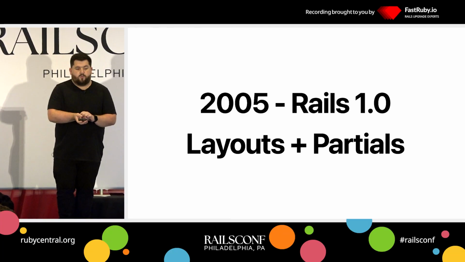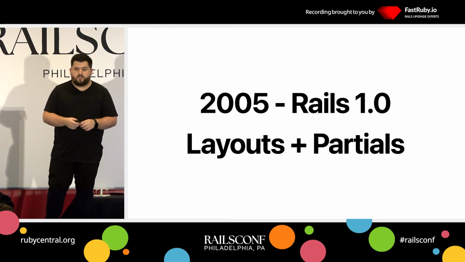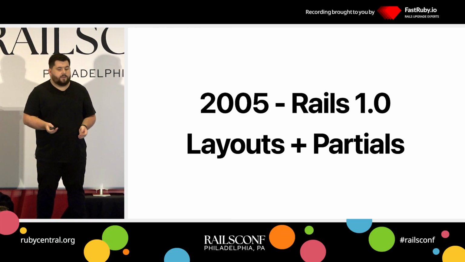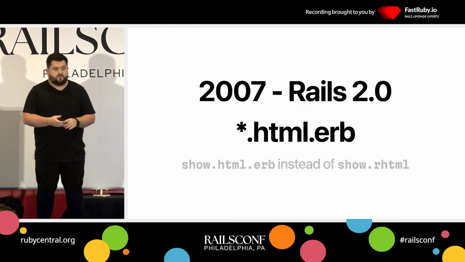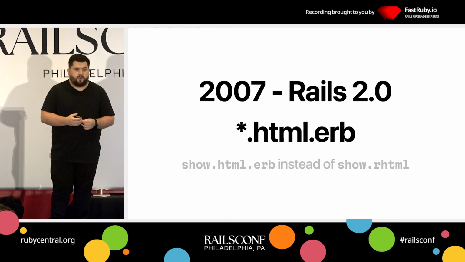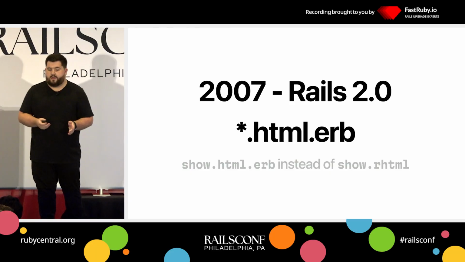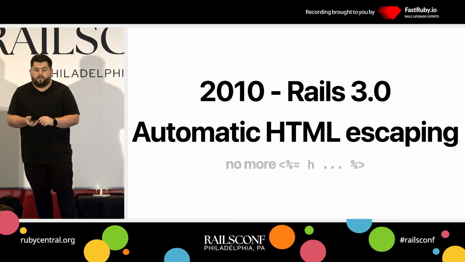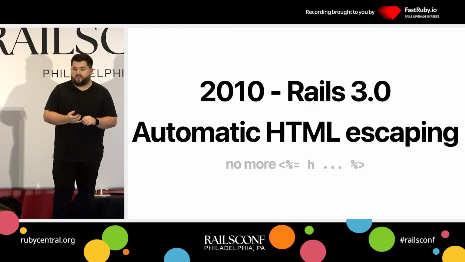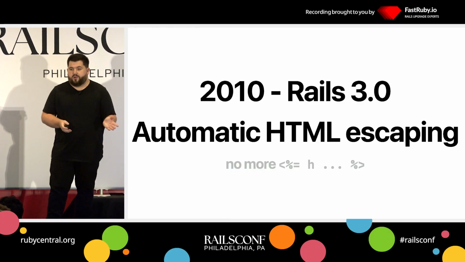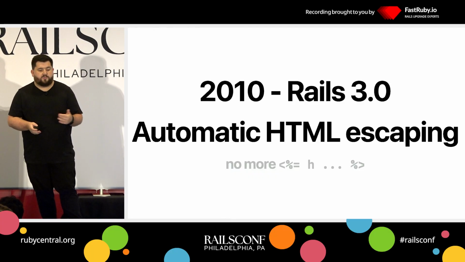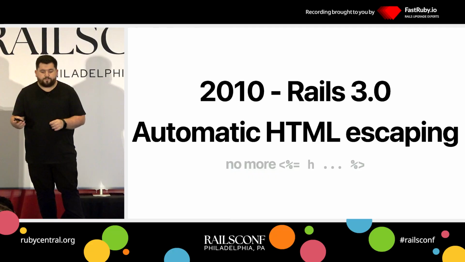With Rails 1 in 2005, we got layouts and partials, which we already know and love and still use today. And in 2007, with Rails 2, we got the new HTML.ERB file ending that we also still use today. This replaced the RHTML file ending from back then. With Rails 3, we got HTML autoescaping and also the output safe buffer from Action View, which meant that you didn't have to use the h helper anymore to render user-provided content to the browser.